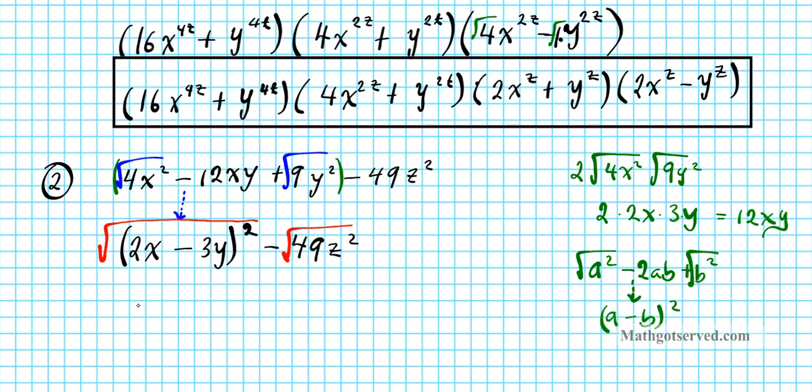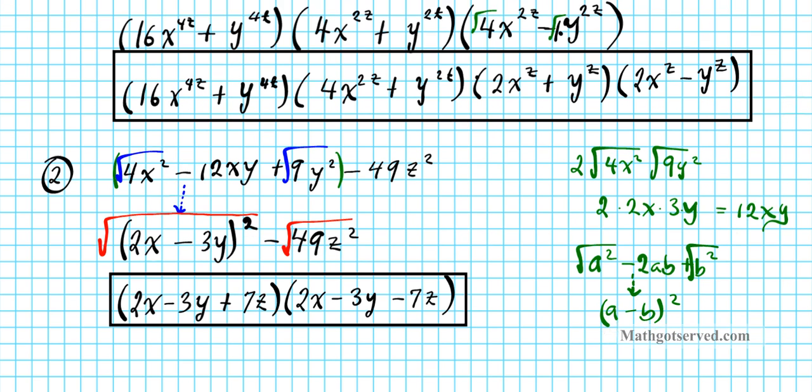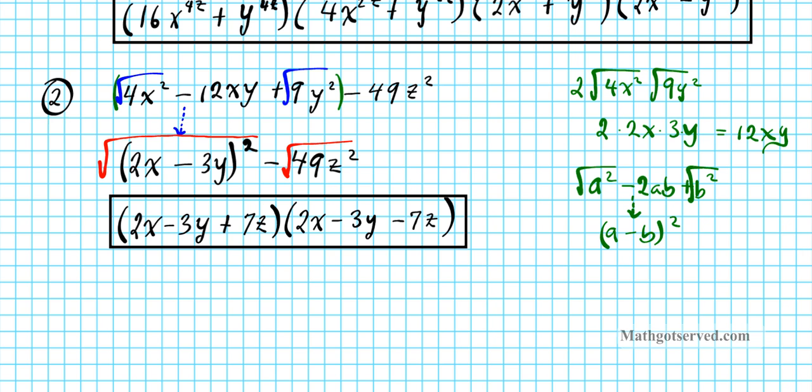So if I take the square root of this, it's going to be 2x minus 3y plus the square root of 49z squared is 7z. All right, and that's the sum. And then the difference, we just write 2x minus 3y, that's the square root of the first term, like a squared, minus 7z. Okay, so guess what? This is a factored form of the expression above. So there goes your final answer. Okay? All right, so how well did you get these two examples I just did?